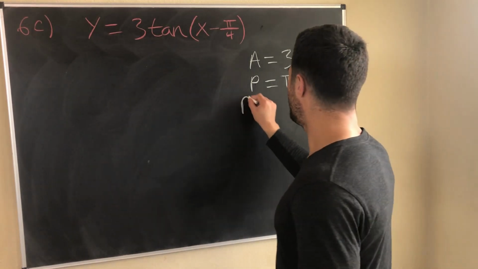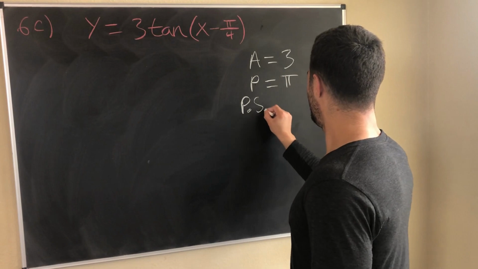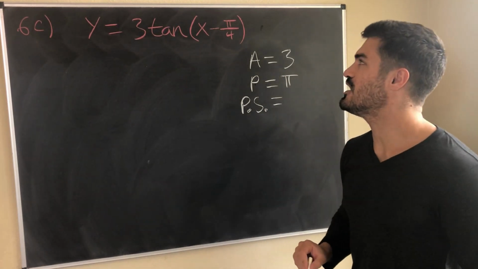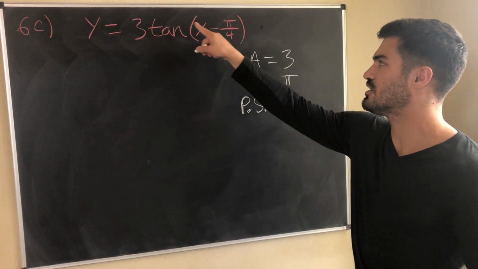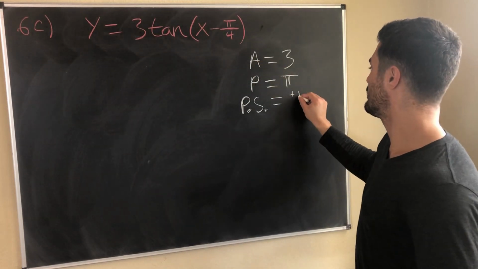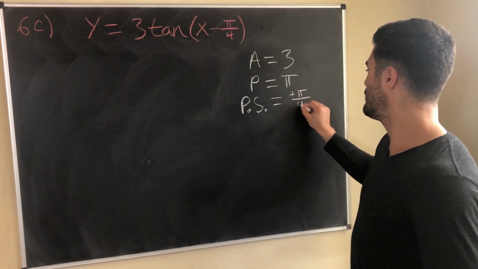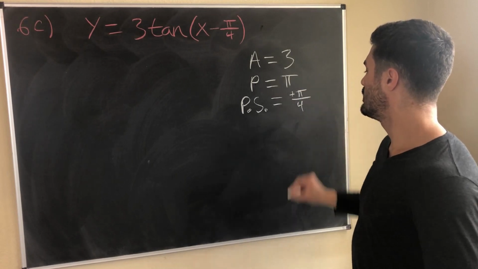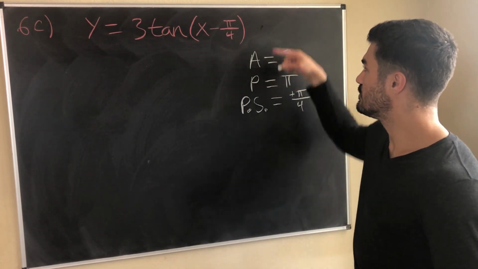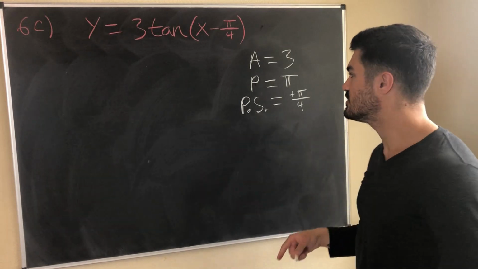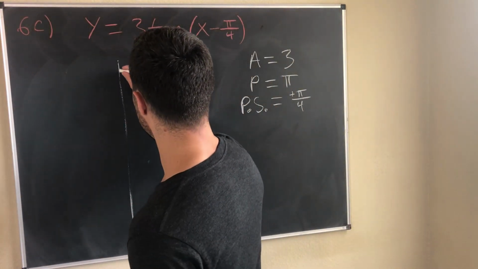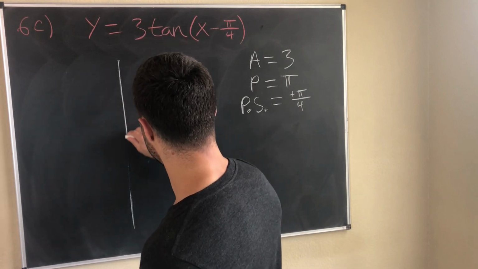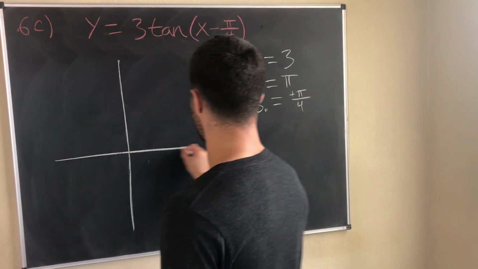Period, let's see, not period, phase shift, okay? Phase shift, we are shifting to the right by pi over 4. Pretty straightforward. There's nothing we need to factor out or divide by or anything like that. Shifting to the right by pi over 4 units. All right, what else can we do here? There's no vertical shifts, there's no reflections. I think we're good to go. I think this is the information we need to start graphing this guy.